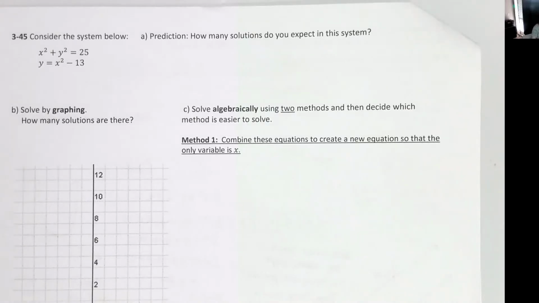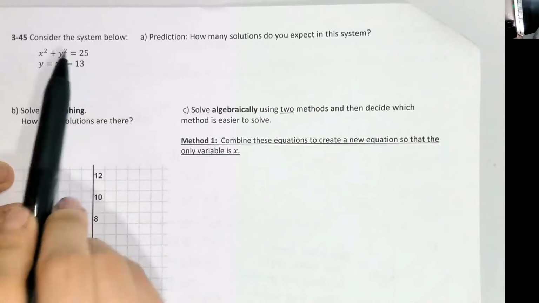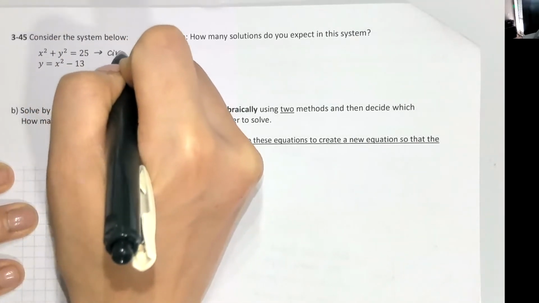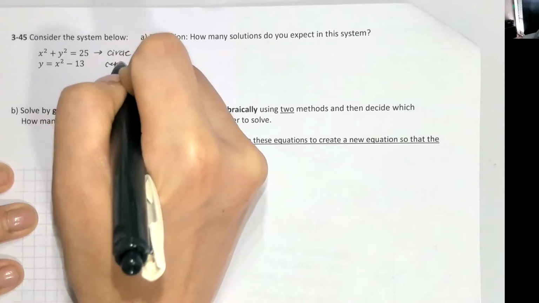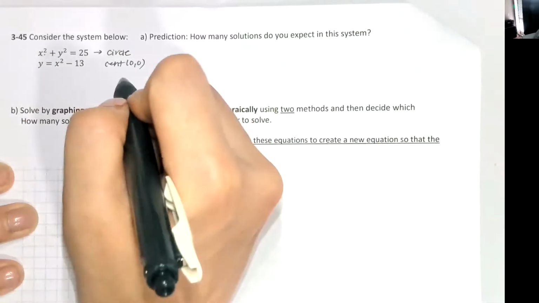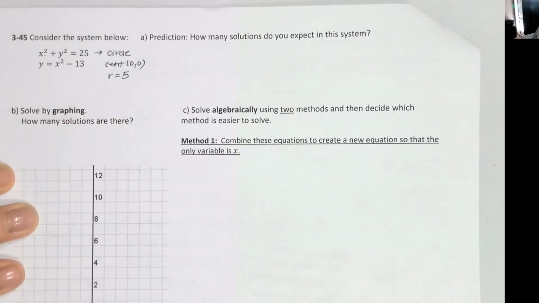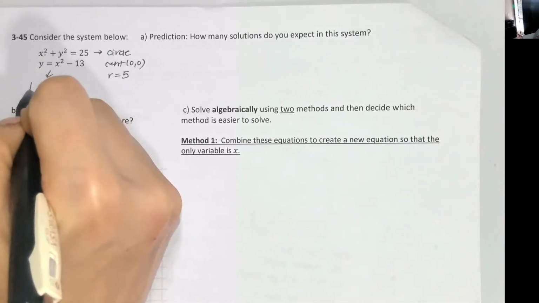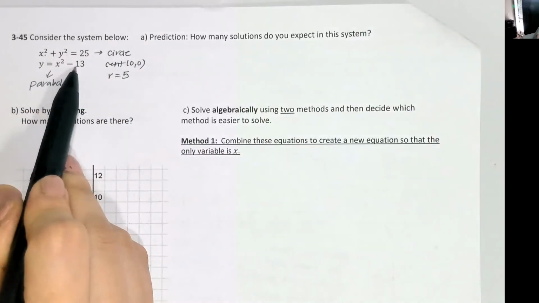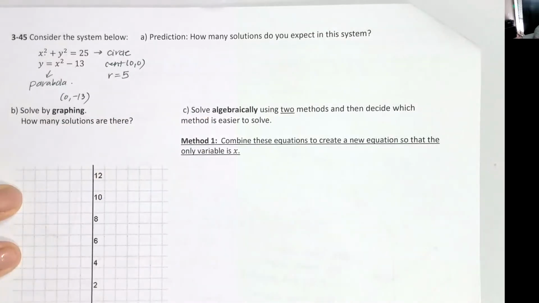Okay, I hope you have your predictions. So let's first think about this. X squared plus y squared is equal to 25. That is a circle with center at 0, 0, because there's no h or k. H is 0, k is 0. But the radius is square root of 25, which is 5. Next one is going to be a parabola, with the vertex at 0, negative 13.